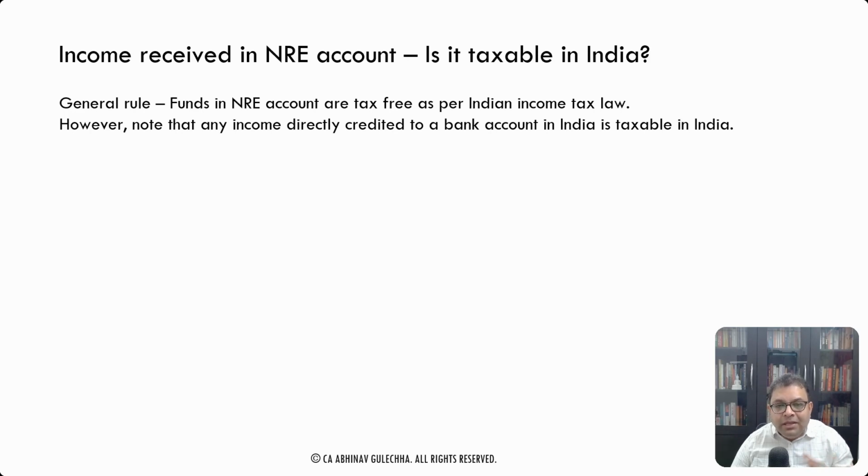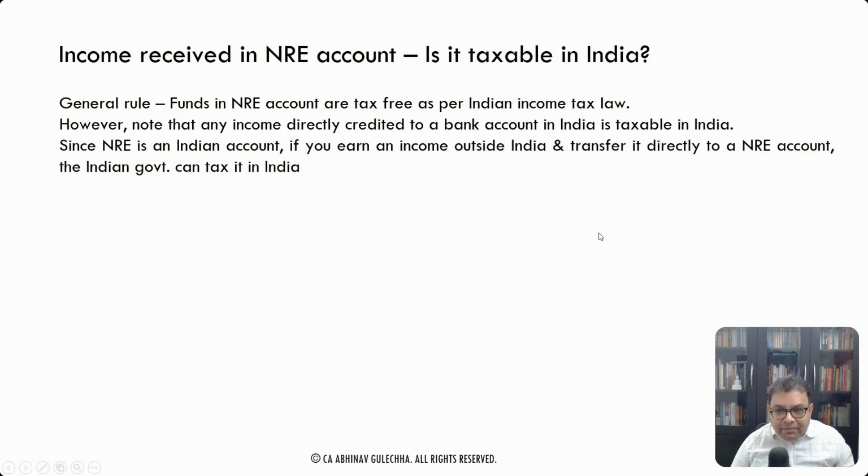For example, you are working in the US and you have given the Indian bank account to the employer, and that employer credits the amount to the Indian bank account. It may be NRE, NRO, whichever account, and since it's a direct credit to the Indian bank account, that income will be taxable in India. That is a very important provision that people miss. Since NRE is an Indian account, if you earn an income outside India and transfer it directly to an NRE account, the Indian government can tax it in India.